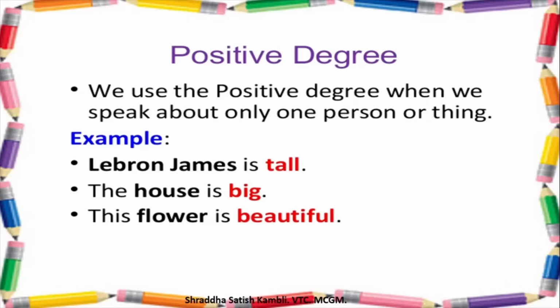The house is big. So we are talking about one house and you're telling people that the quality of that house is that it is big. This flower is beautiful. So what kind of flower is it? It is a beautiful flower. So these are some qualities of these particular things. And there is only one person or one thing which is involved over here. That is why it is called the positive degree of comparison.